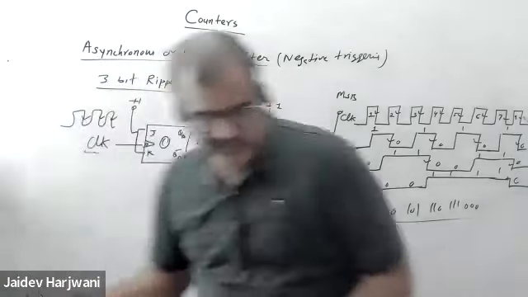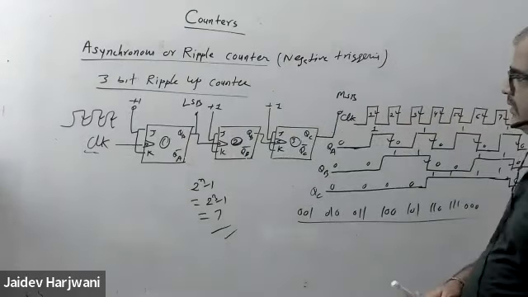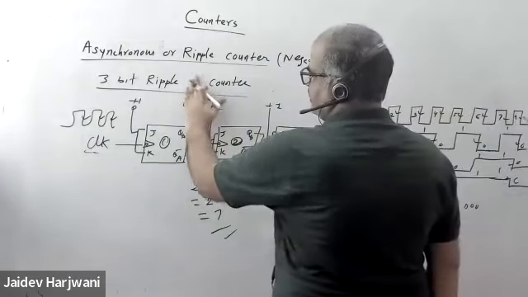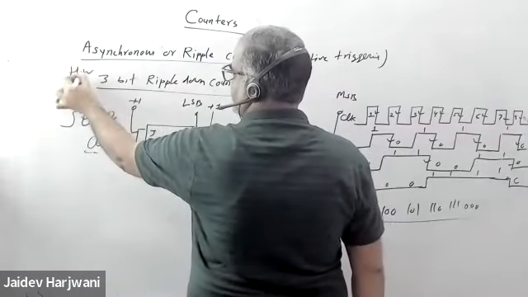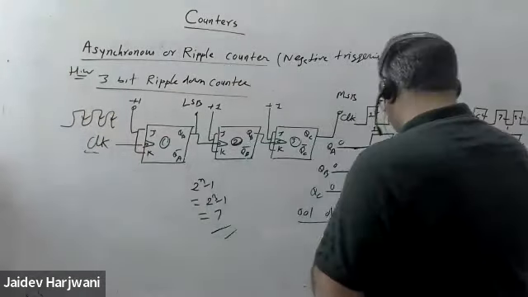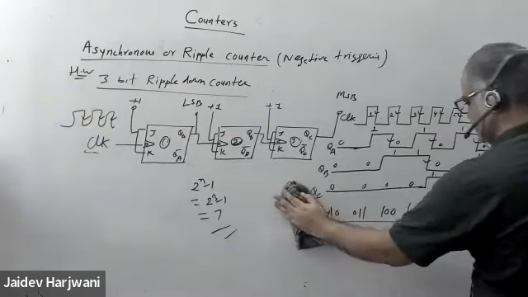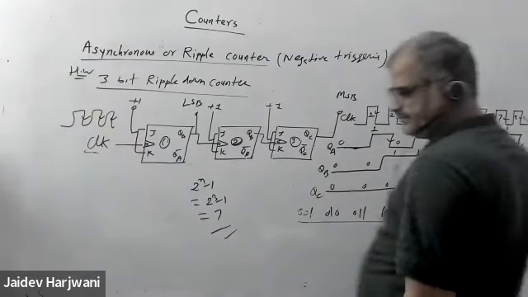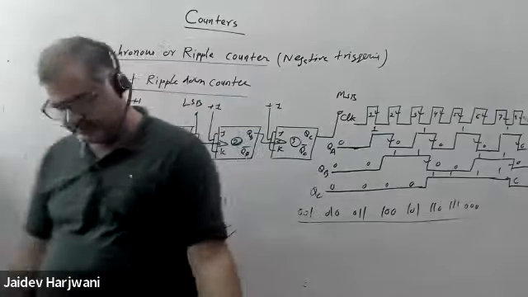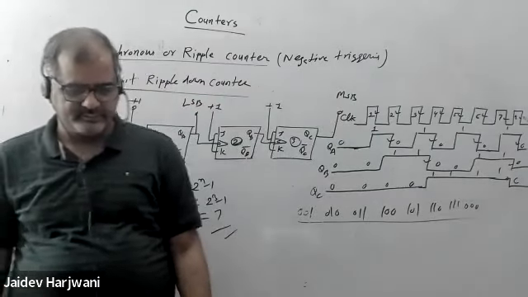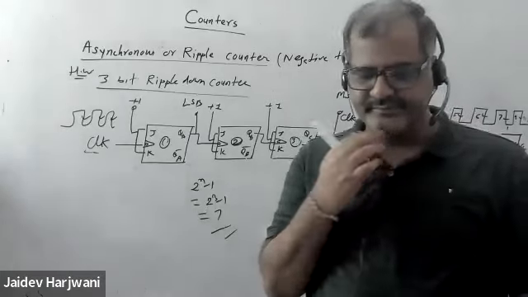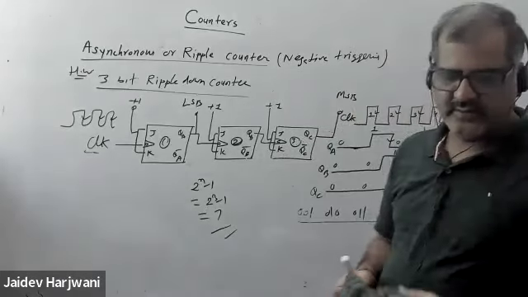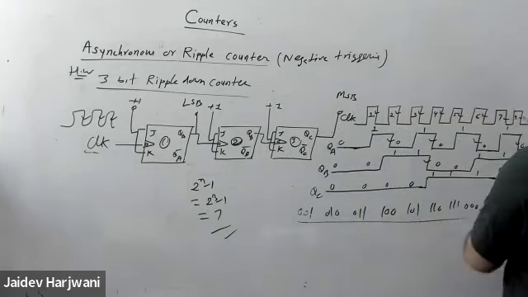Now this is a 3-bit ripple up counter. The down counter you have to make with negative triggering. That is your homework, you have to send it to me. Shall I erase this? Do you understand how we are doing it, how the counting is happening? Okay, is it clear now? Yes, sir.